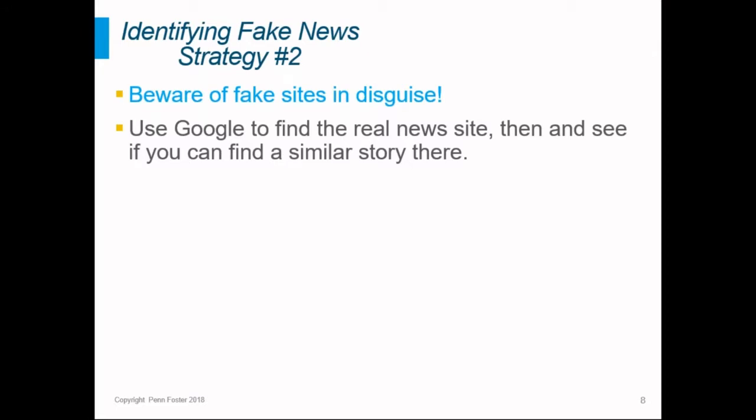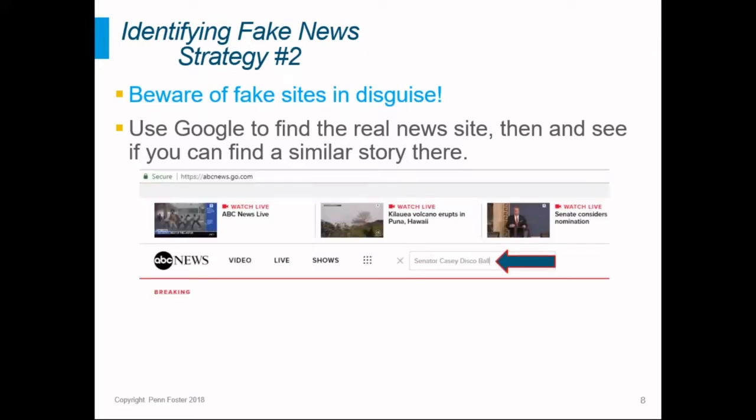For example, if you see a site from ABC News 23 that says a senator wants to hang a disco ball from the ceiling in the White House, that sounds a bit suspicious. So what you can do is Google ABC News's real website and then search on their site for the name of the senator and disco ball. And if you don't see anything relevant that comes up, then you know, okay, it's not a real news story from the real site.